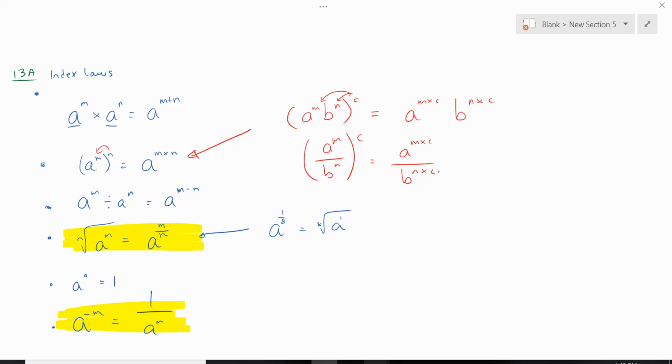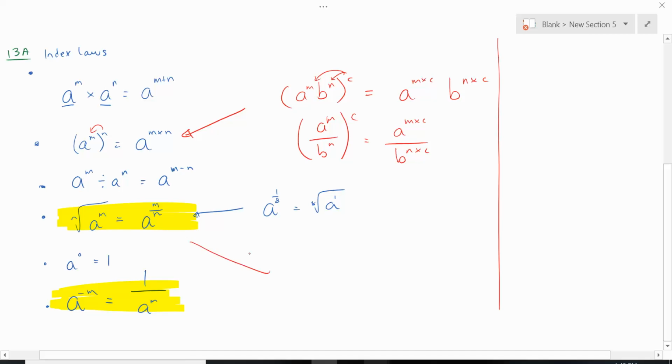Okay? 13B was pretty much putting in the negatives of these two. So 13A, basics. 13B. Okay? So 13A, 13B goes in together. It's all index laws right now. Then we added on an extra part of 13B.